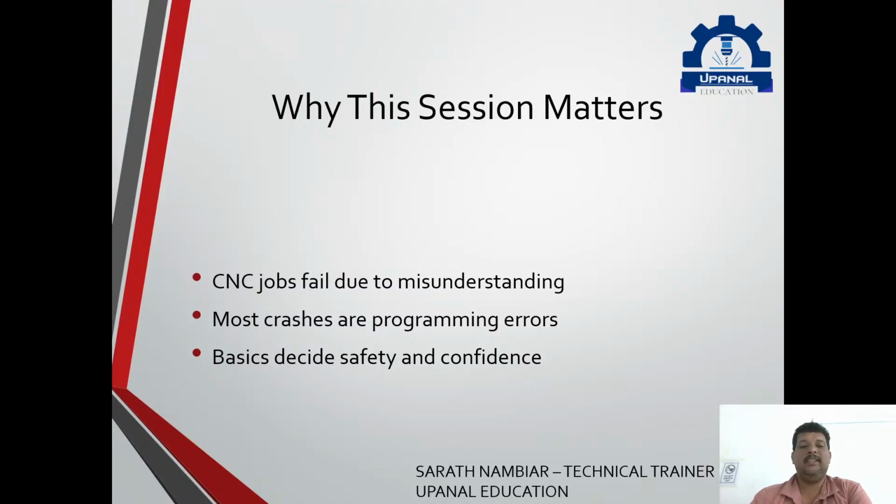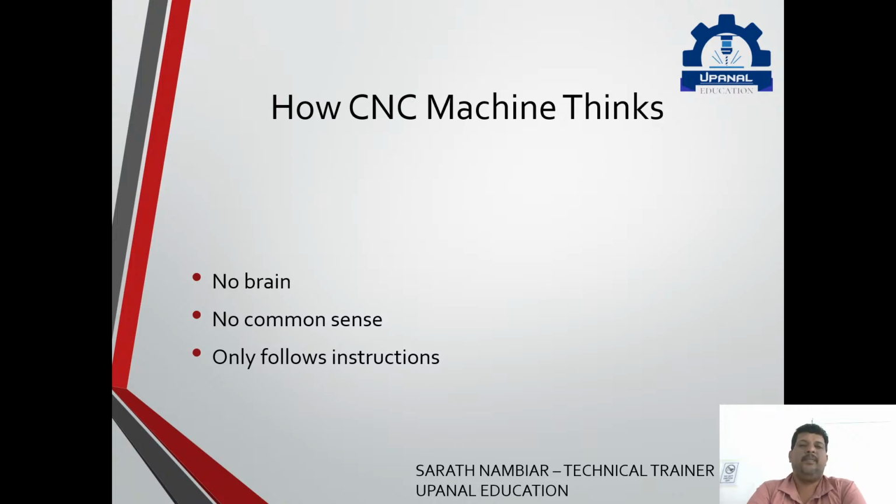Why are we doing this? Because G code and M code are the basic things in a program, and most of the crashes in CNC are happening because of programming errors. So once you understand this, you can clearly avoid all the mistakes.